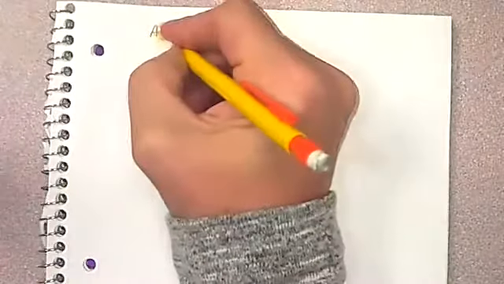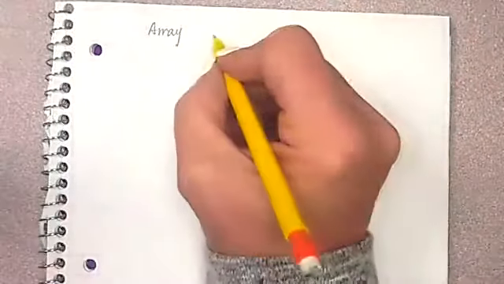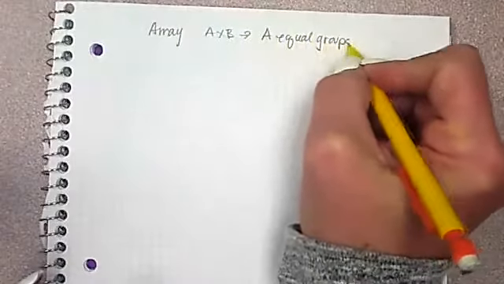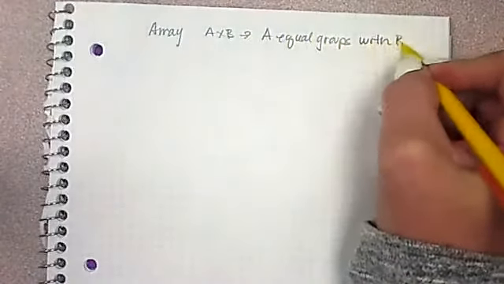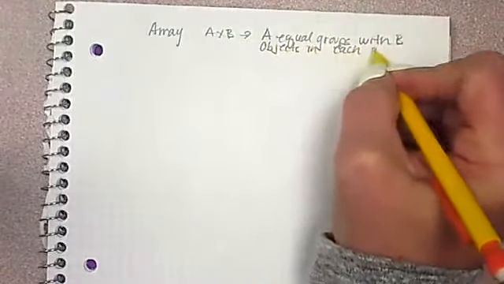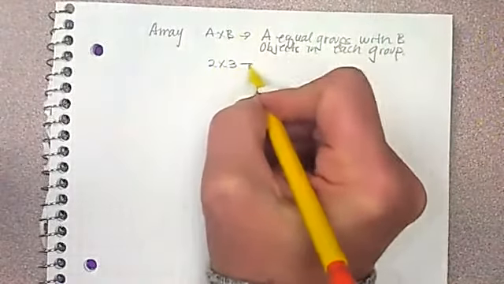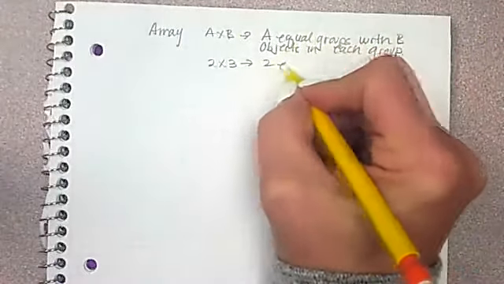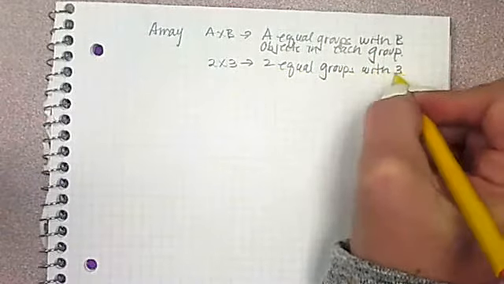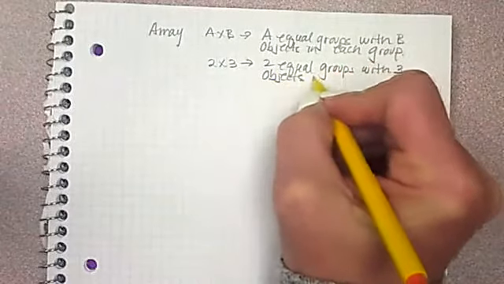All right, and an array is really just a visual of multiplication. So when we talk about something like maybe an A times B, you know what that means? It means A equal groups with B objects in each group. All right, so for example, if we do something like 2 times 3, that's going to be 2 equal groups with 3 objects in each group.